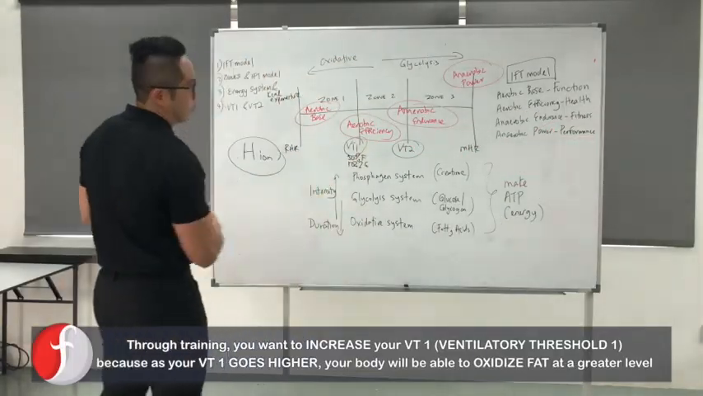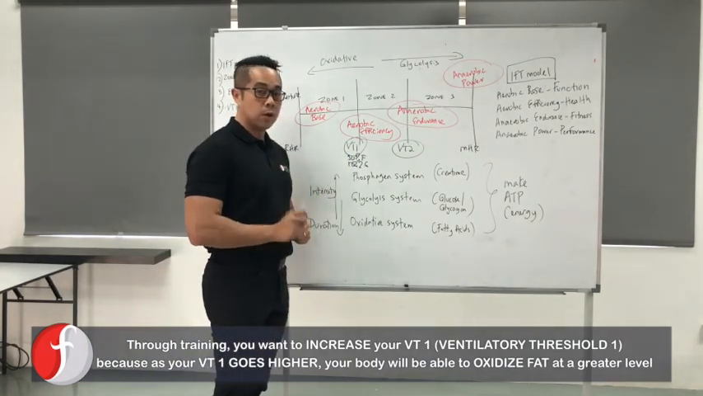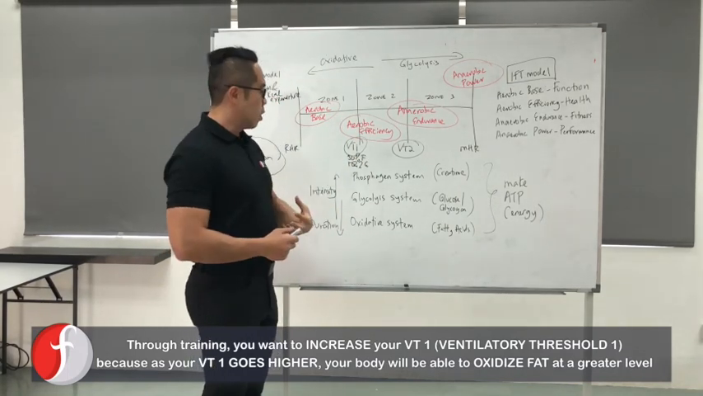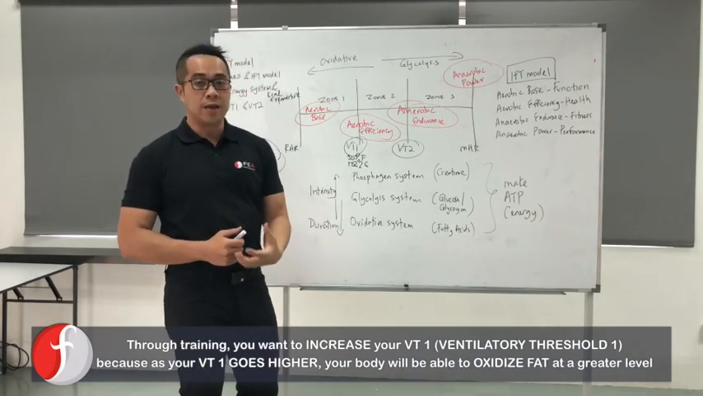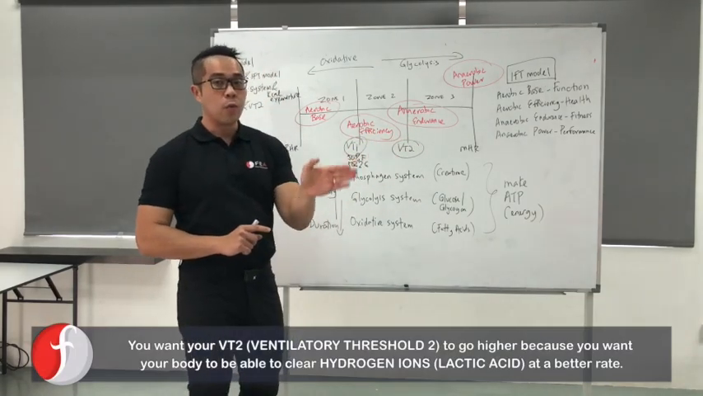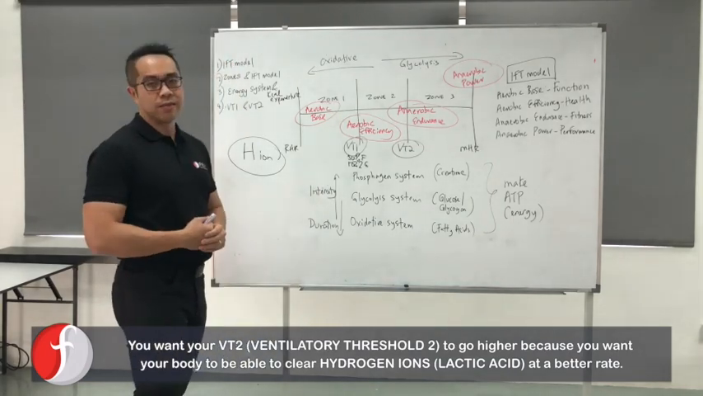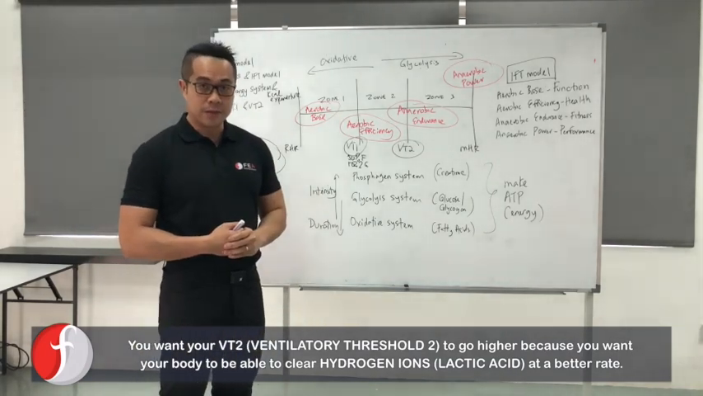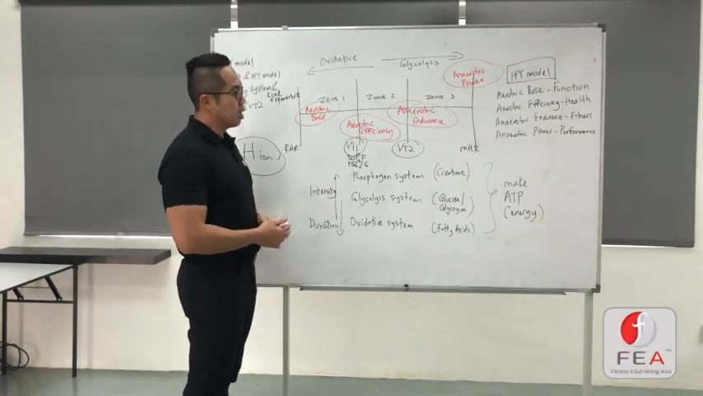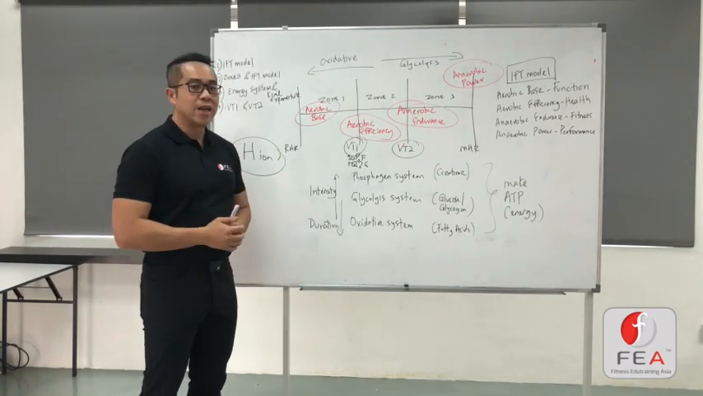If you look back at your entire zone model, through training you want to increase your VT1. Why? Because as your VT1 goes higher and higher, your body will be able to oxidize fats at a greater level. That's what you want. VT2, you want to go higher and higher because you want your body to clear hydrogen ions, or lactic acid, at a better rate. I hope with this explanation you will begin to understand how the zone model relates to the energy system.